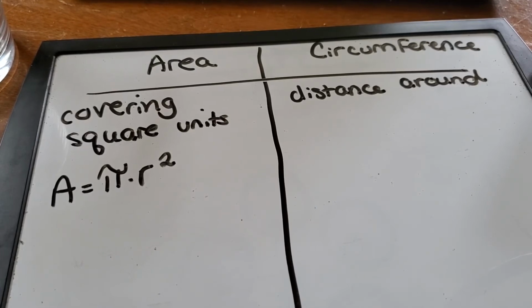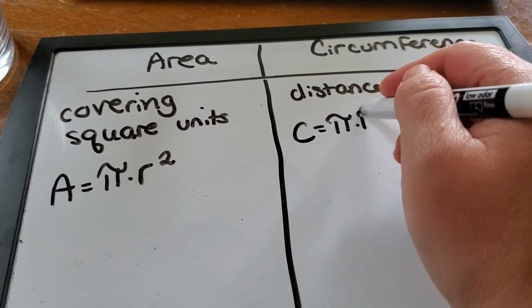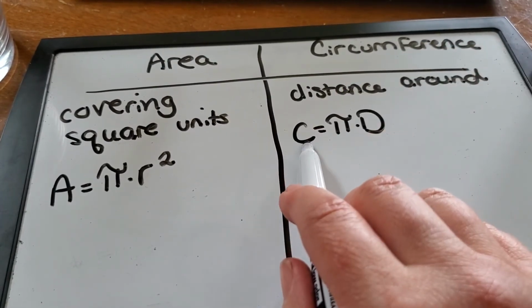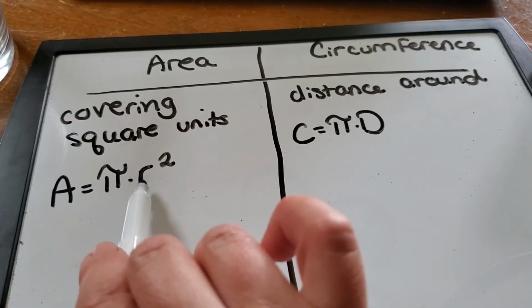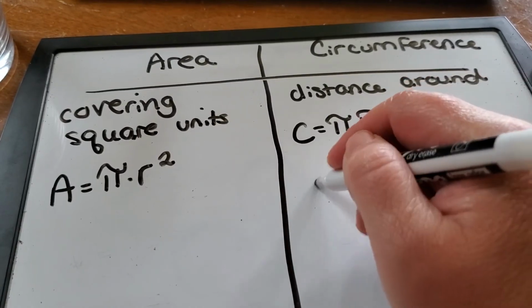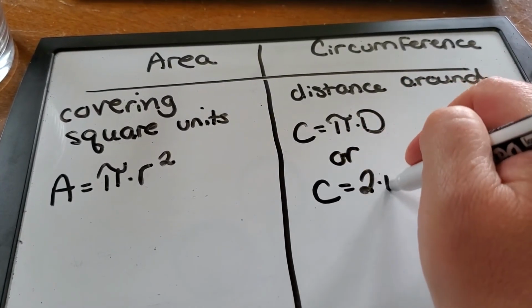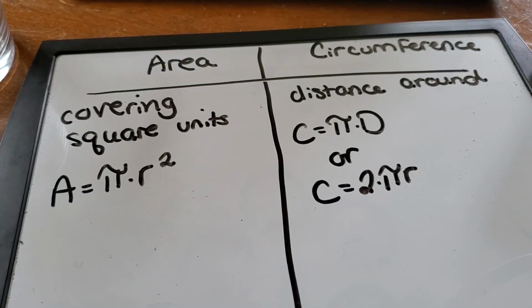The formula for circumference is pi times diameter. Remember coffee, pie, and donuts? Remember this one was apple pie and raisins too? Now you could, if you like, for circumference, use 2 pi r, and that would work just as well if they gave you the radius instead of the diameter.